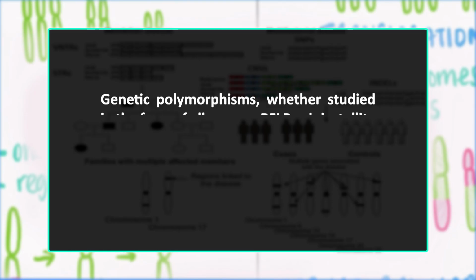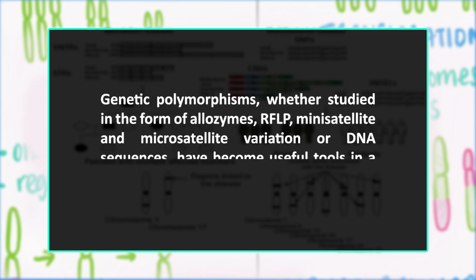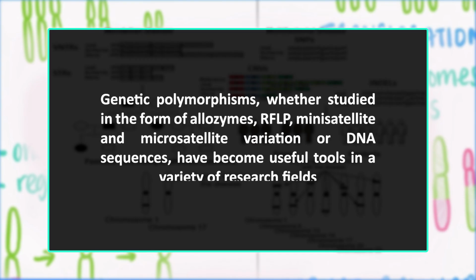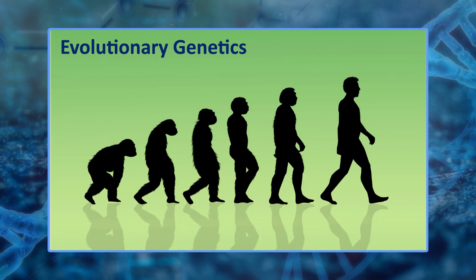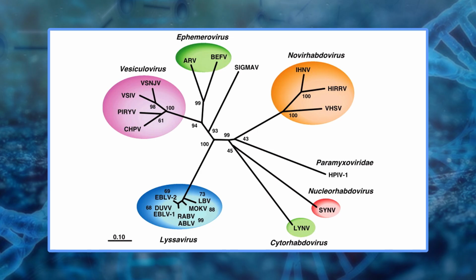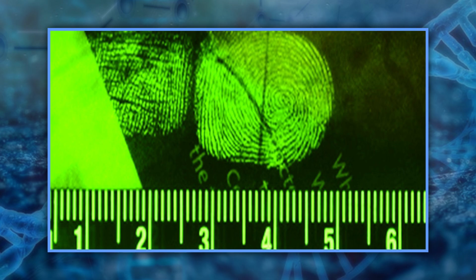Genetic polymorphisms, whether studied in the form of allozymes, RFLPs, mini and microsatellite variation or DNA sequences, have become useful tools in a variety of research fields such as population genetics, evolutionary genetics, systematics and molecular phylogeny, human genetics, agricultural genetics and forensics. Genetic polymorphisms through multiple alleles at individual loci provide a mechanism to tag a gene or a piece of DNA, providing a powerful tool for a variety of investigations.